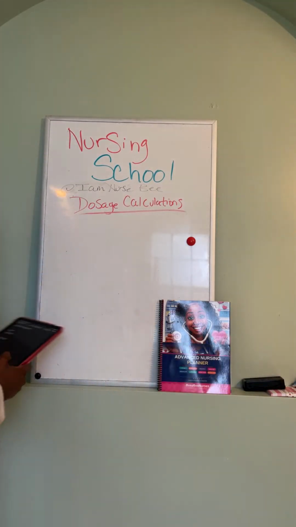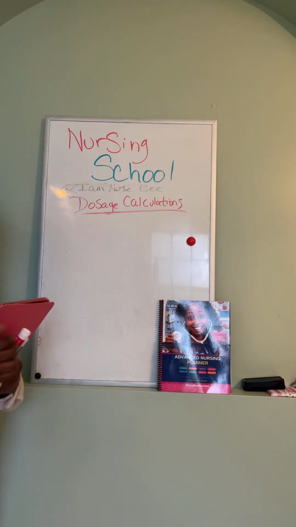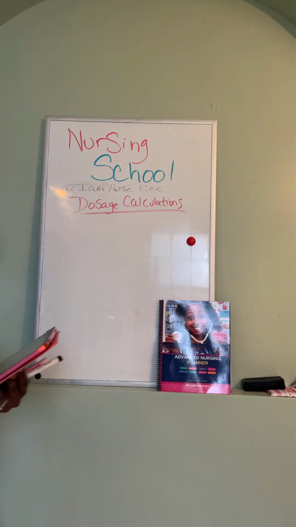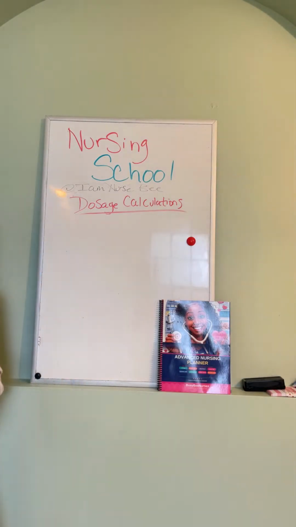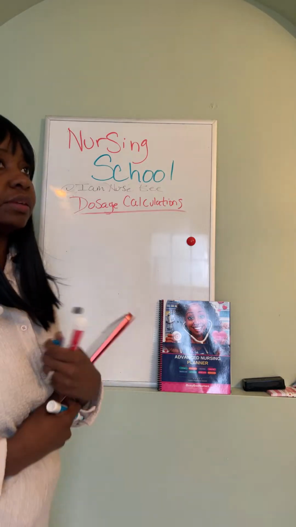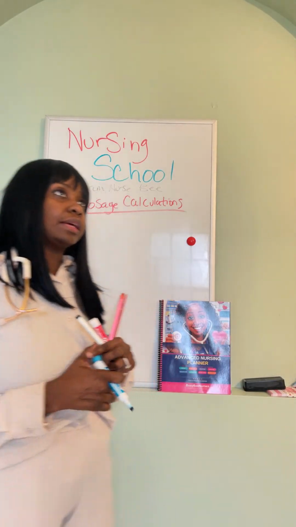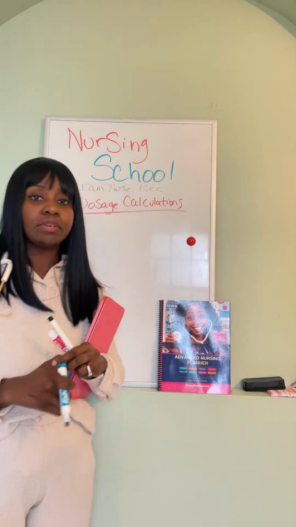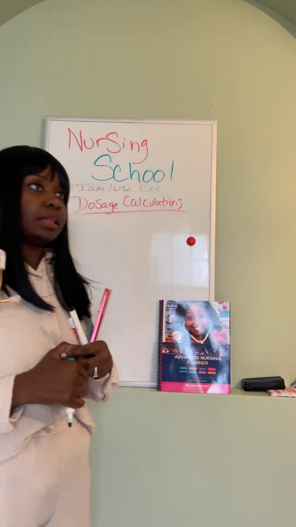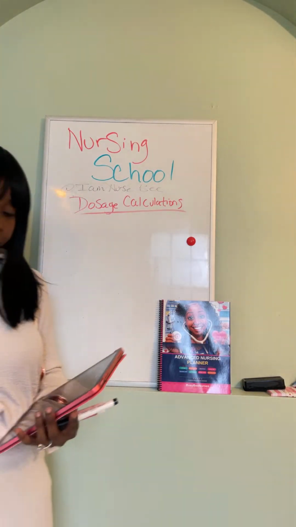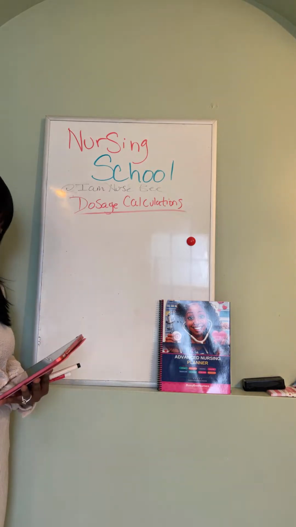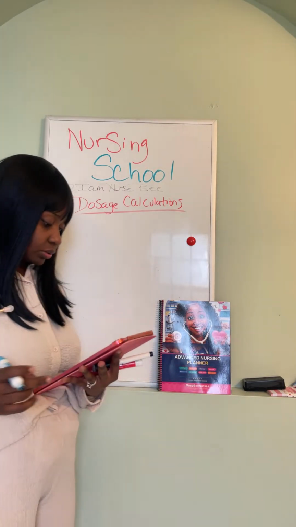We'll do a few more. All right, so the next question. Your doctor says this patient needs 750 milligrams of a medication. The doctor puts the order in, and then you have to do the calculations.